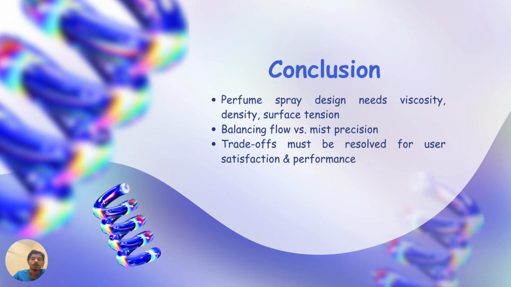So we came to the end of the session. Conclusion. In conclusion, fluid properties like viscosity, density, and surface tension are fundamental in engineering. The perfume spray example shows how these properties interact in real world design. Ultimately, engineers must make trade offs to achieve the best performance, balancing ideal fluid flow with practical outcomes.